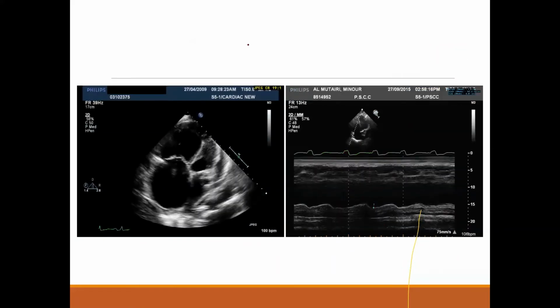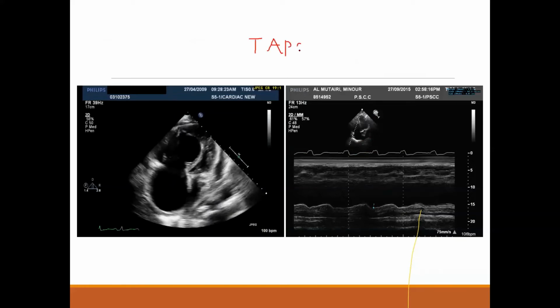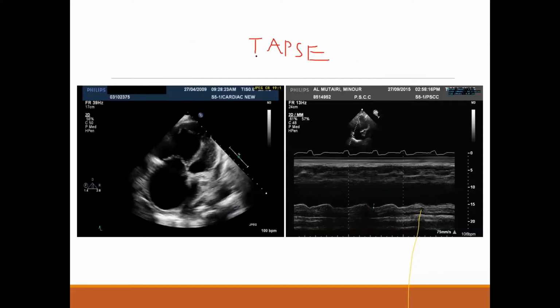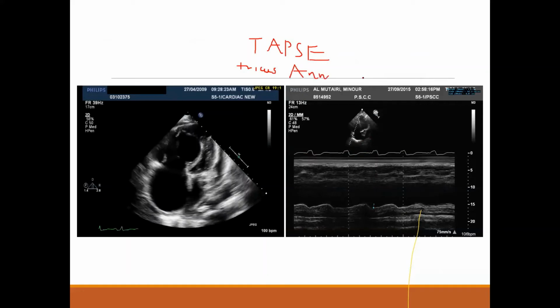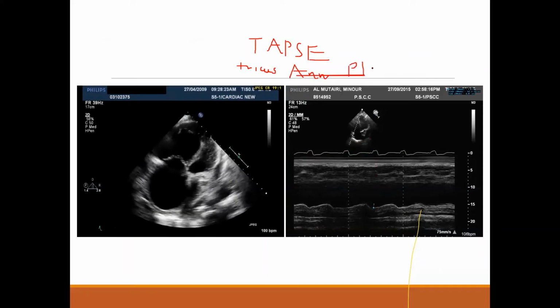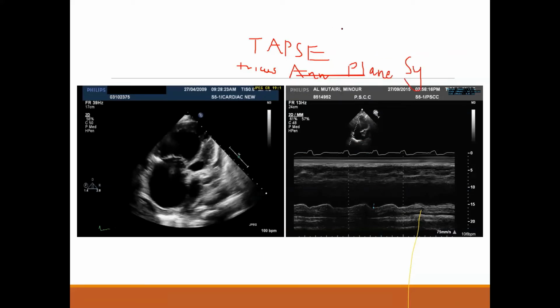This is the TAPSE, and what does TAPSE stand for? Tricuspid annular plane systolic excursion. Yes, very good.